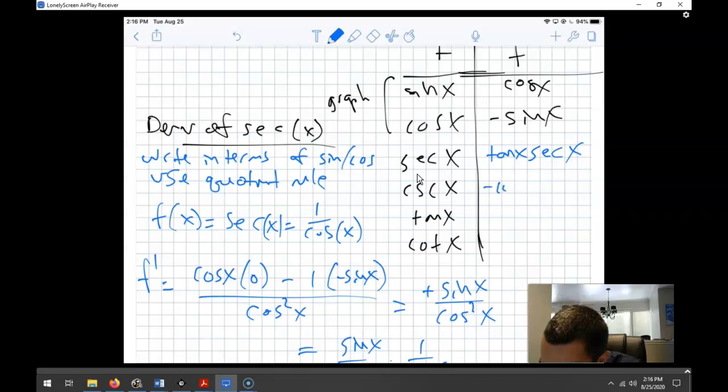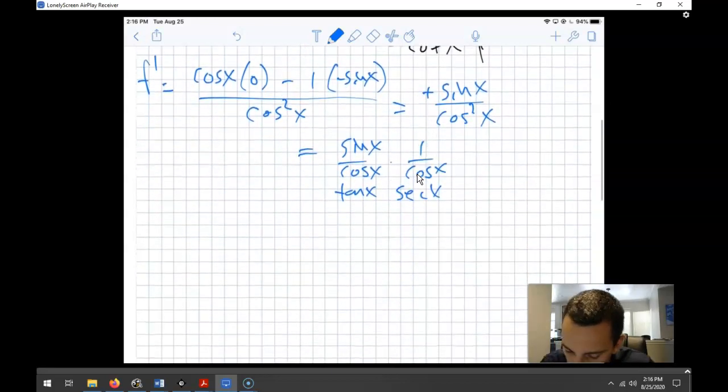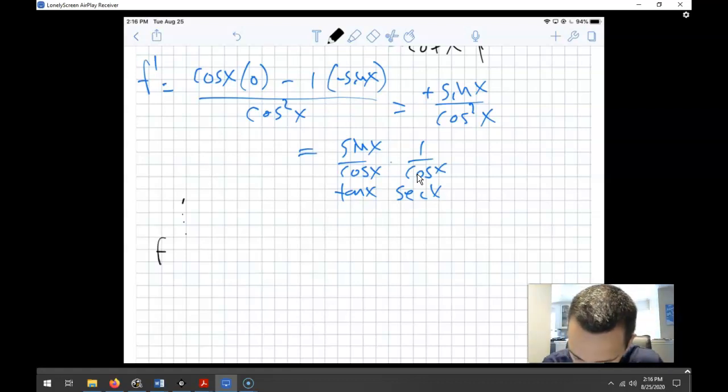The derivative there becomes negative cotangent x cosecant x. One thing you'll notice, the derivatives of all the co-functions turn out to be negative, by the way. So that's a way you can help remember these. Okay, so let's look at one more. Let's talk about tangent and cotangent, what those derivatives are. So let's say now we have tangent x.